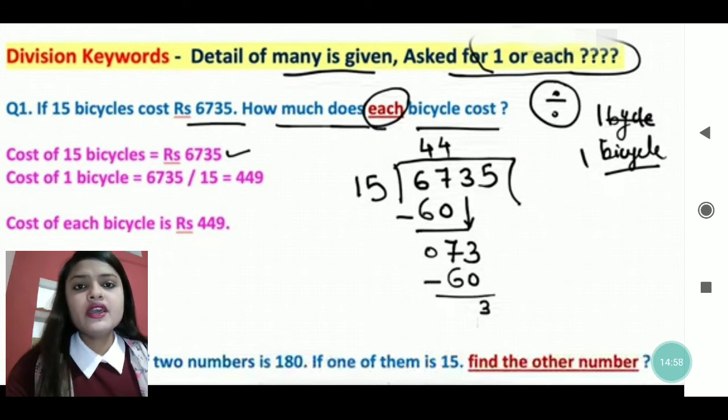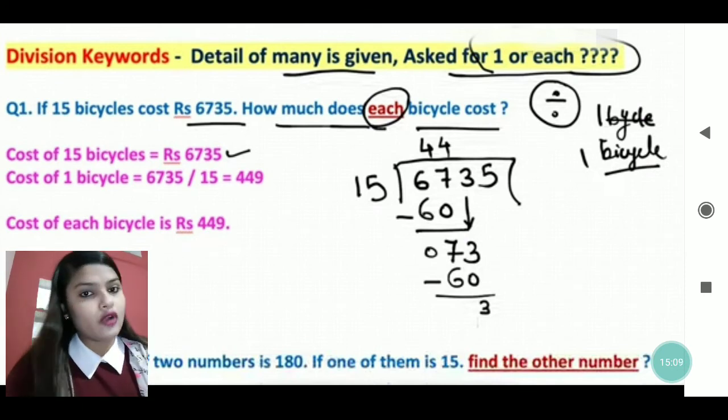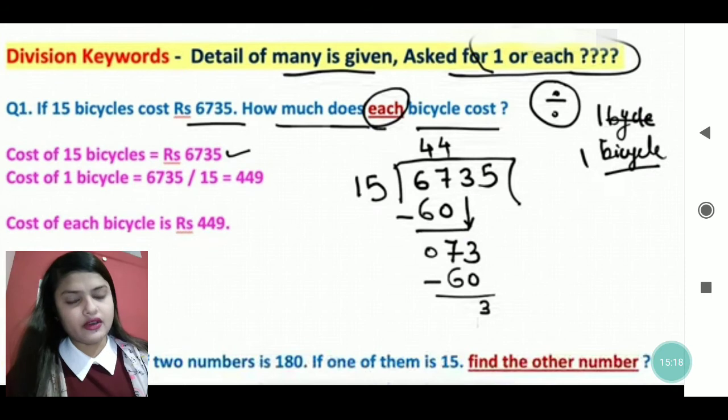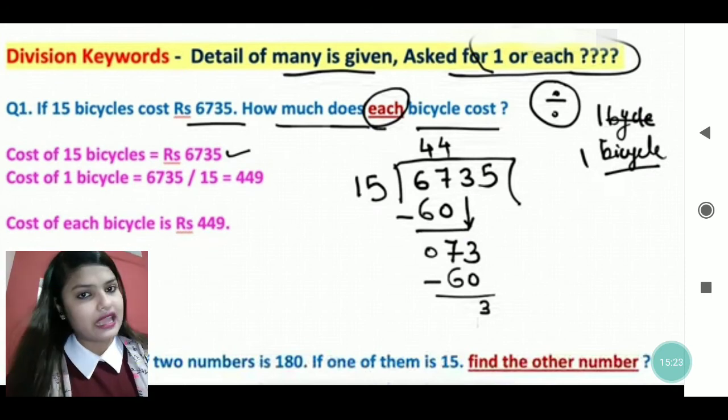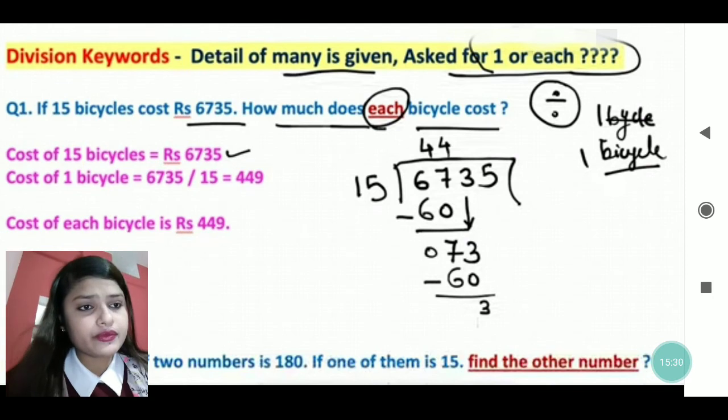Just you can see here: if 15 bicycles cost rupees 6,735, how much does each bicycle cost? If the number of bicycles is given, you have to find out the cost of one bicycle. So you will write cost of 15 bicycles, then cost of one bicycle, cost of each bicycle. That you have to find out. Now you will write 6735 in the middle, at the dividend column, and 15 on the right side, at the divisor column. Let's do the division here.